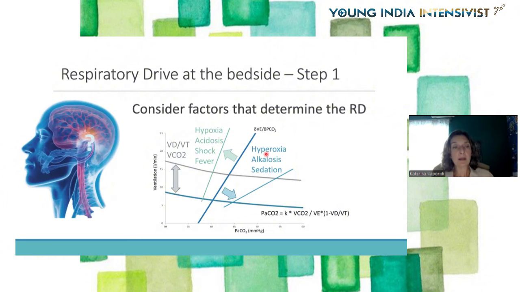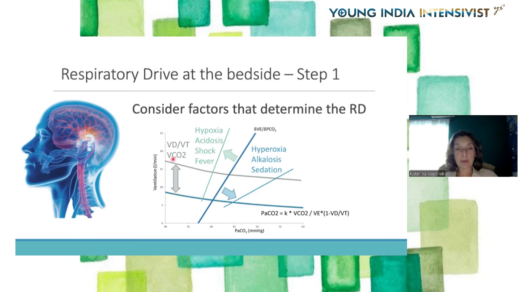So, a practical approach to how to think about the respiratory drive. The first step, and that's my advice, when you look at a patient and you think about evaluating their respiratory drive, is to form a pre-test probability. Consider the factors that determine the respiratory drive of your patient. Think about where their metabolic hyperbola would be relative to the normal.